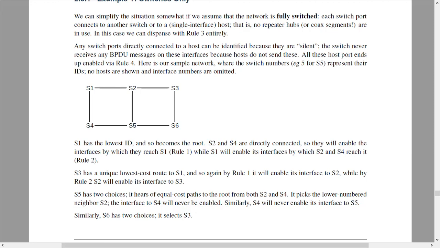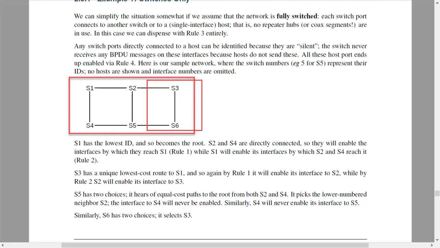All it's saying here is that there's a priority. And when they're this priority, S1, switch 1, is the root device. And since they are directly connected to S2 and S4, they will enable interfaces to get to S1. So anything out here in this area and this area, when they send a packet to S4, they already have this connection memorized all the way back to S1.